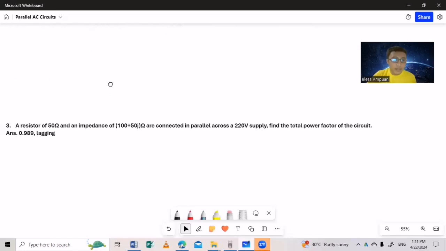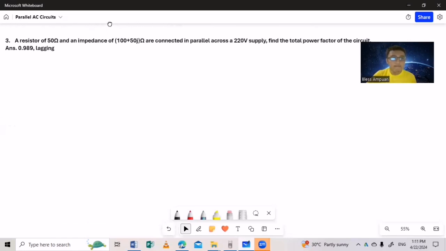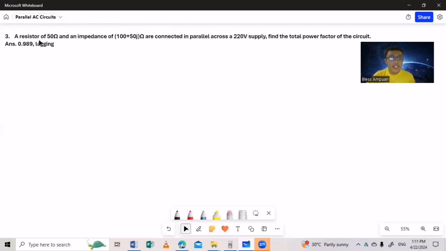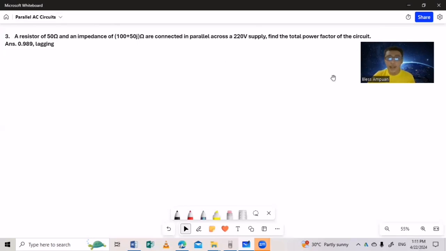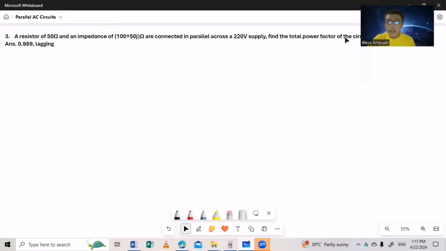Okay, for example number 3, a resistor of 50 ohm and an impedance of 100 plus 50 J are connected in parallel across a 220 volt supply. Find the power factor of the circuit. In this kind of problem, again, let's first create the circuit diagram. They are just in parallel.